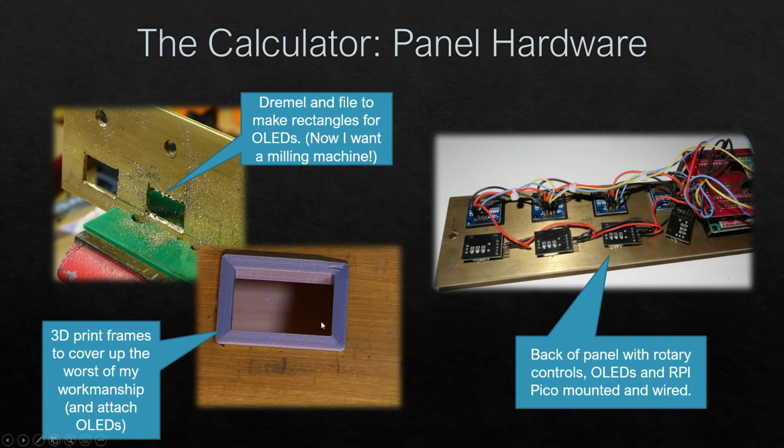To get around that, I printed some 3D frames to go around the rectangles that I'd cut out to hide some of the worst miscuts here. And then once I'd cut everything out, I mounted the rotary controls and the OLEDs. You can see the back of the panel here. I also worked out how to mount the Raspberry Pi Pico microcontroller on a board behind the OLED as well.